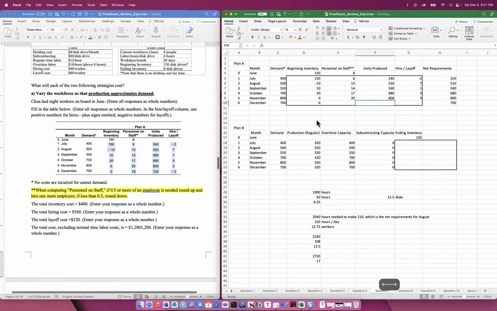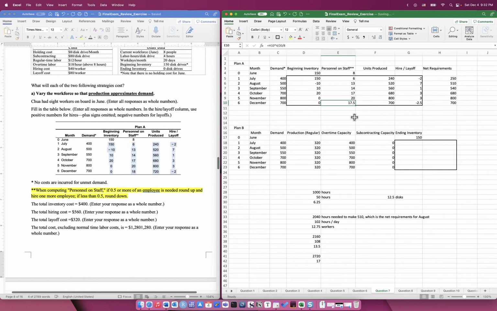Units produced is, okay, let me do it again: times 4 divided by 20 divided by 8. Oh, I shouldn't do that. 8 times 20 divided by 4. Okay, this is better. And the difference is, of course, this. Remember, we're not allowed to have a fractional number of employees, so you need to determine whether we should round it up or round it down.